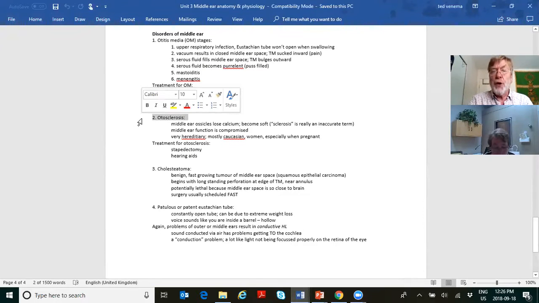Now, otosclerosis we'll cover next week. We'll talk about cholesteatoma next week. And we'll finish with patulous or patent eustachian tubes. And that will occupy probably the first 20 minutes, maybe, of our Zoom session next week. And then I will encourage people to have their outer ear canal notes pulled up, and their outer ear unit notes as well, because we'll do a review of outer and middle ear material next week. Sound like a plan? Does to me.